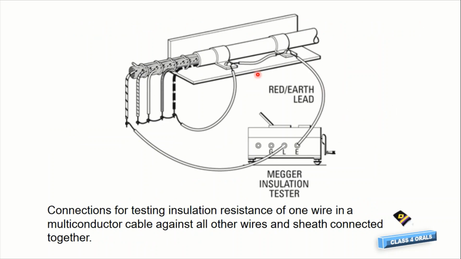Next, suppose there are many other conductors. What are we going to do? The same: we short the wires and conductors which we are not going to test and make them common. This common goes to the earth, and we connect this part to the earth terminal, and the conductor which we are going to test, we connect to the line.